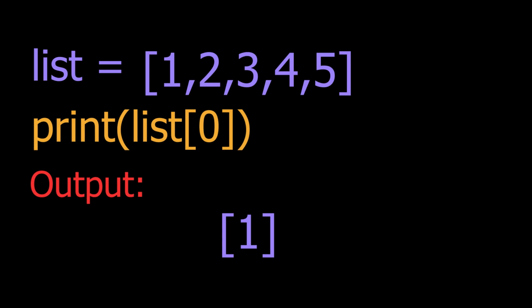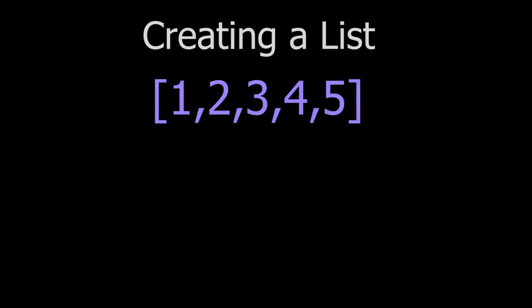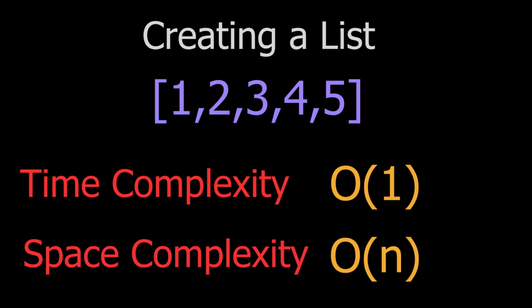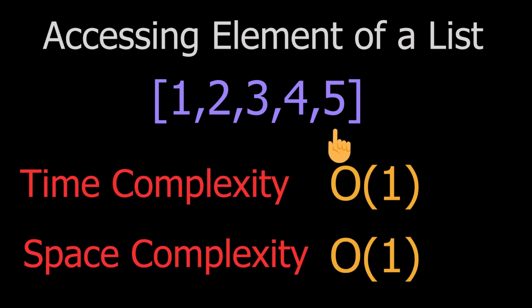And if we want to access list elements, we can write something like this: name of the list and the index number of the value which we want to access. We can access elements from the end of the list with negative indexing, like name of the list and the index number inside the square bracket with the minus sign. Time complexity of creating a list is O(1) and the space complexity is O(n). And for accessing an element in a list, time complexity is O(1), space complexity is the same, O(1).